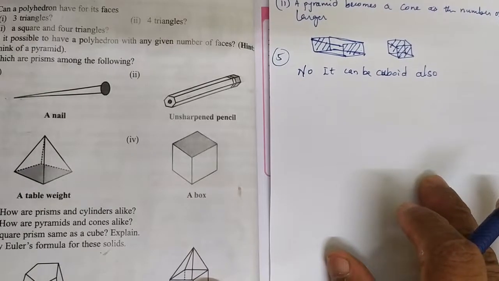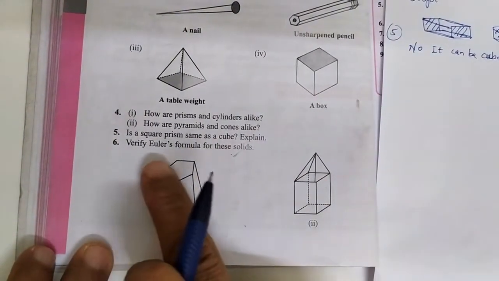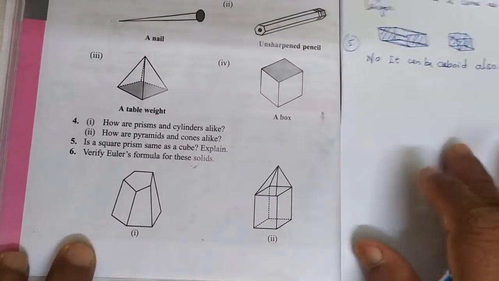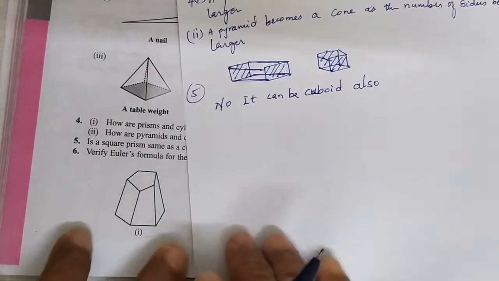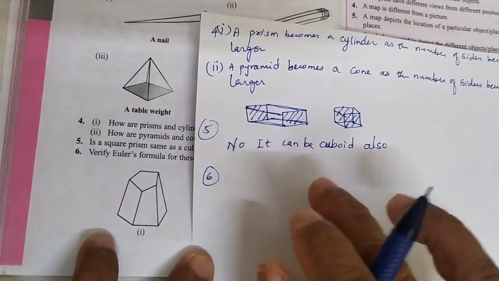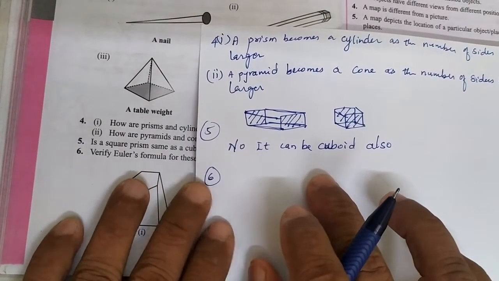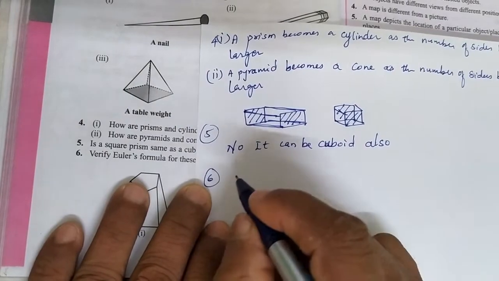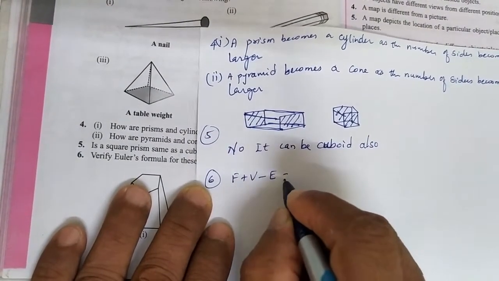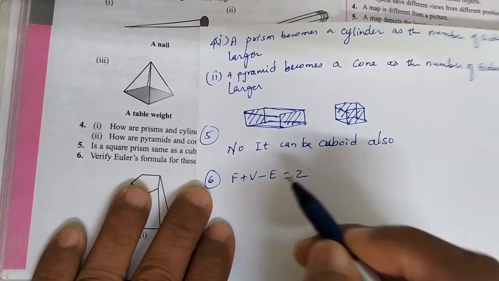Now let us see the next thing. Verify Euler's formula for these solids. Now this solid is there. Euler's formula is we have to take F plus V minus E. It should be 2. F is the faces, V is the vertices, E is the edges.